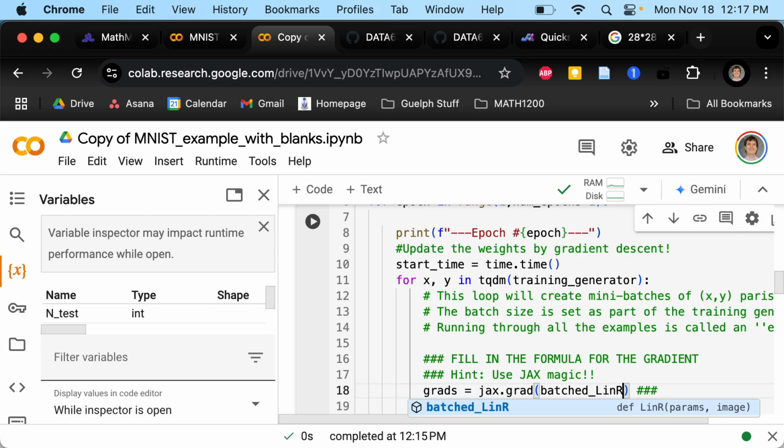Let me make sure I did this correctly and I didn't forget something. Okay, so, oh, okay, yeah, I did the wrong thing. Yeah, okay, this is fantastic. I made a very silly mistake. Let me see what I'm forgetting. Okay, yeah. So this is the gradient of the linear regression function. Is that what I want?